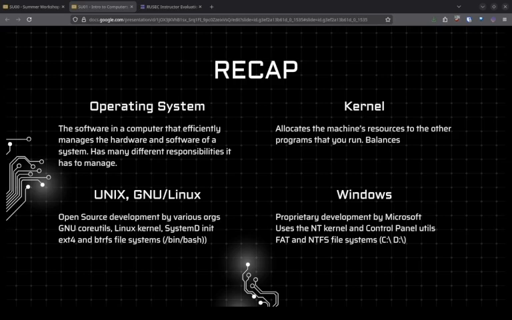One key part about Linux is that it's open source. It uses the Linux kernel and ext4 and Btrfs file systems. And for Windows, it's not open source, it's proprietary. It uses the NT kernel and control panel utilities, and you can edit stuff through the Windows registry, and it uses the FAT and NTFS file systems.